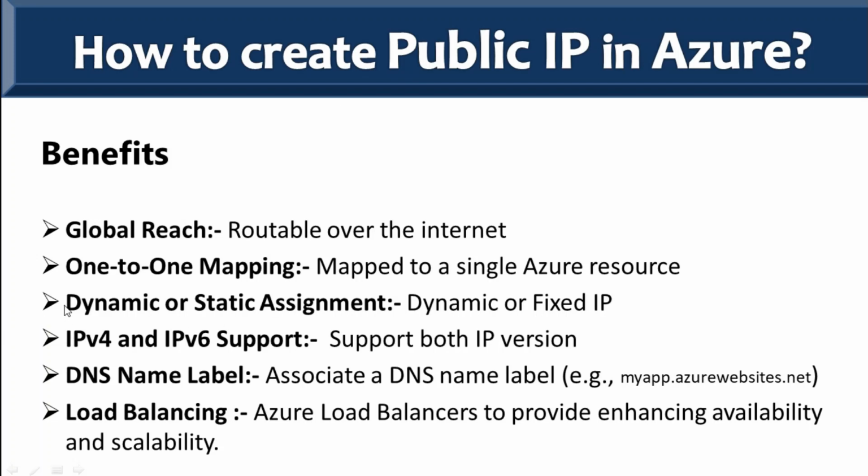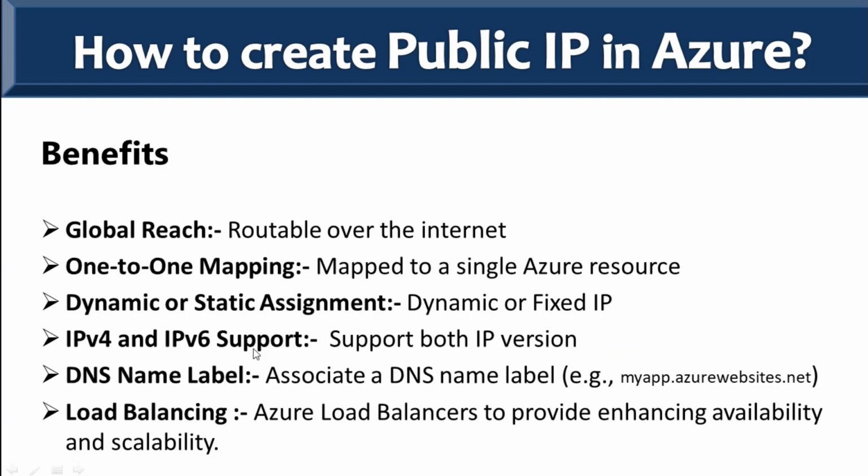Then, dynamic or static assignment. A public IP can be dynamically or statically assigned. With dynamic assignment, the IP address can change if the associated resource is deallocated and reallocated. With static assignment, the IP address remains the same even if the resource is restarted or deallocated.